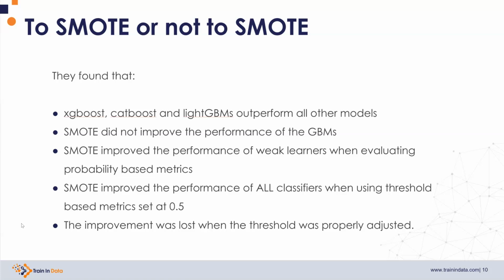When they optimized the threshold, so when they changed the threshold for each particular dataset and model so that it returns the best value of the metric possible, then the improvement caused by SMOTE was lost. So what this tells us is that actually, if we were not to set the probability threshold cut at 0.5, if we were to optimize the threshold, then we actually don't need to use SMOTE. And this is sort of a revolution. I was being ironic there.